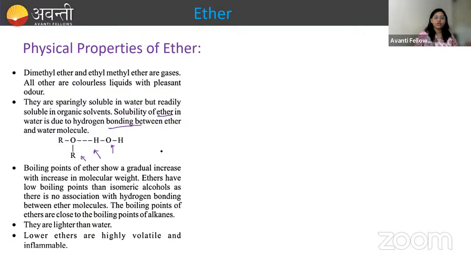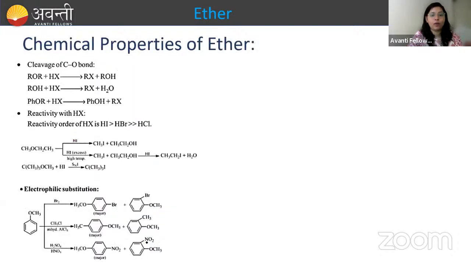Boiling point of ether shows a gradual increase with increase in the molecular weight. Ethers have a lower boiling point than isomeric alcohols, as there is no association of hydrogen bonding between ether molecules. Okay, between two ether molecules hydrogen bonding is not present, because of this our alcohol has a higher boiling point as compared to the ether. The boiling points of ether are close to the boiling points of alkanes. These ethers are lighter than water, and lower ethers are highly volatile and inflammable. Okay, now let's talk about the chemical properties of ether.